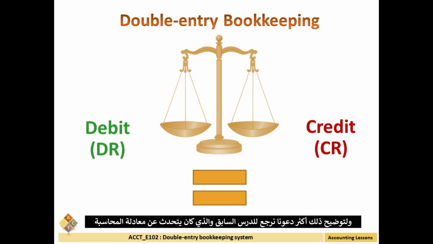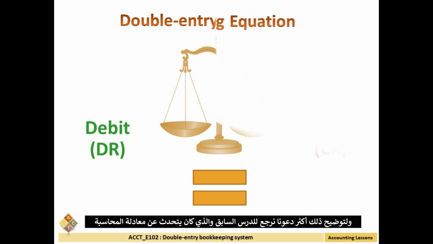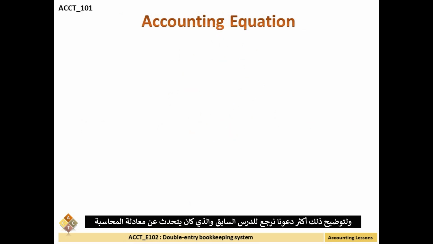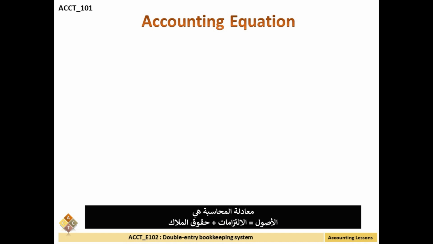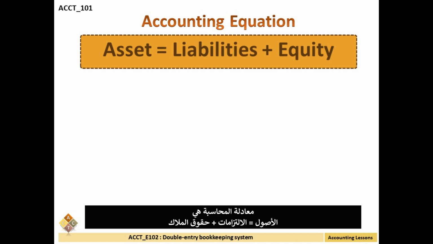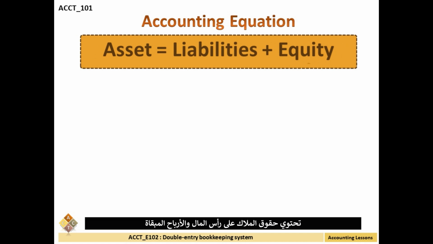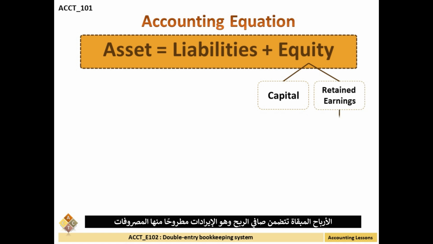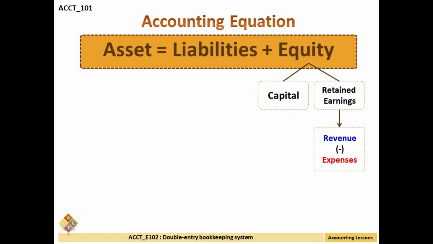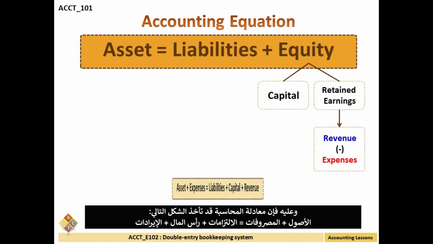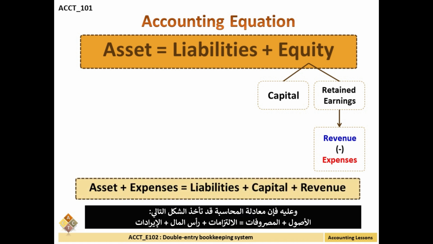To illustrate this further, let's go back to the previous lesson, which was talking about the accounting equation. The accounting equation is assets equal liabilities plus equity. Equity includes capital and retained earnings. The retained earnings include net profit, which is revenue minus expenses. So the accounting equation could be assets plus expenses equal liabilities plus capital plus revenue.